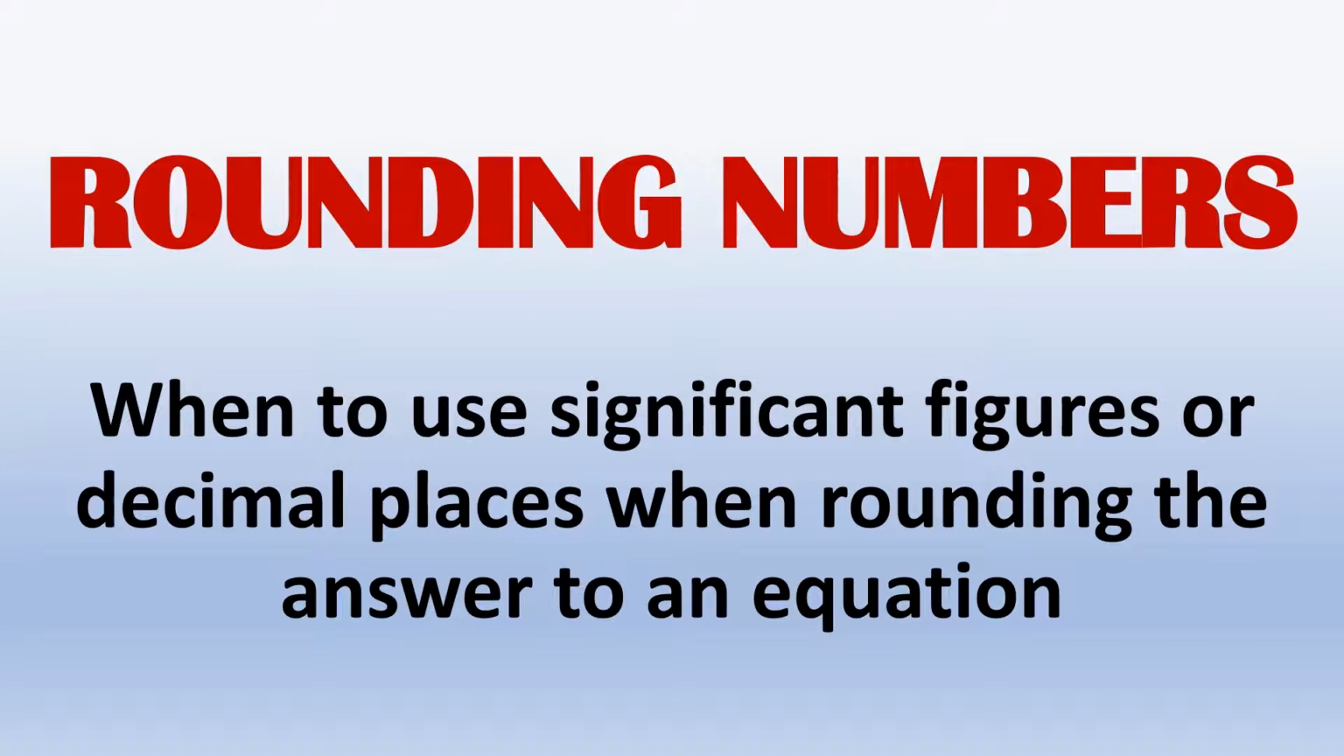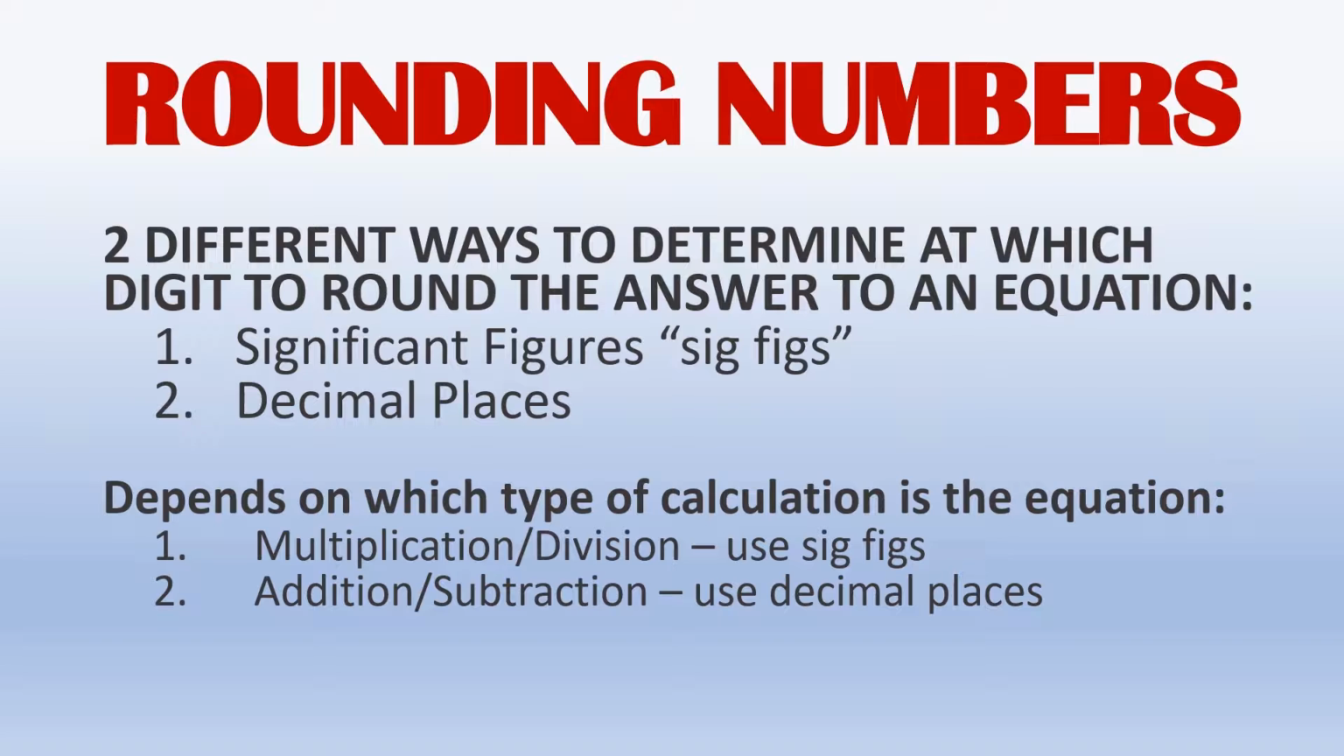Hi, and today we're going to talk about rounding numbers using significant figures or decimal places when rounding the answer to an equation. In rounding numbers, there are two different ways to determine at which digit to round the answer. One is you can use sig figs, or significant figures. And two, you use the number of decimal places, or the number of digits past the decimal point.